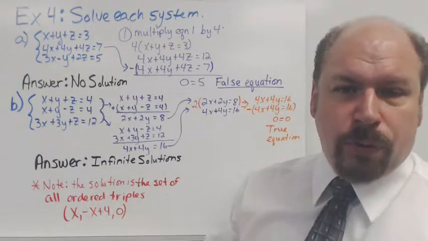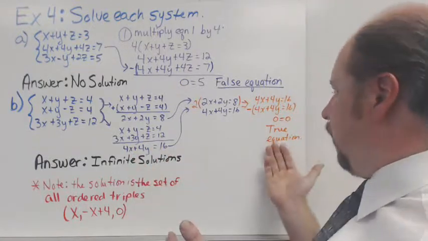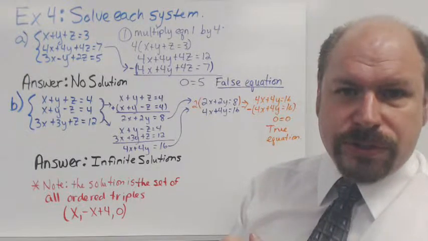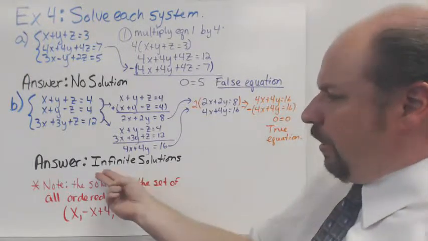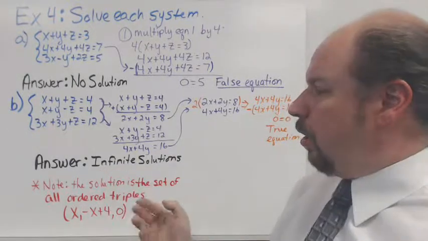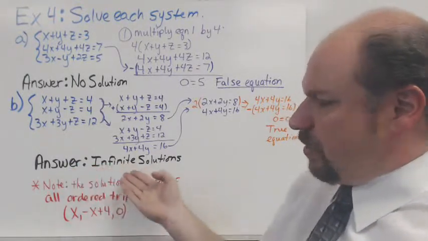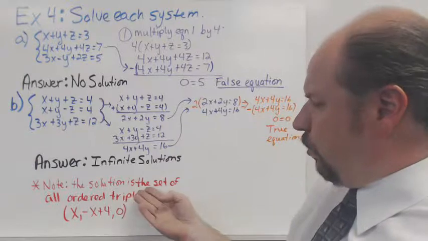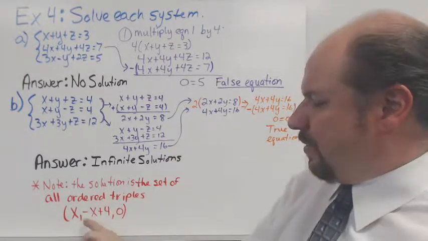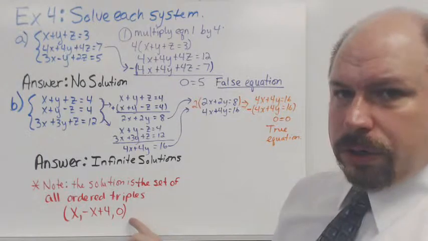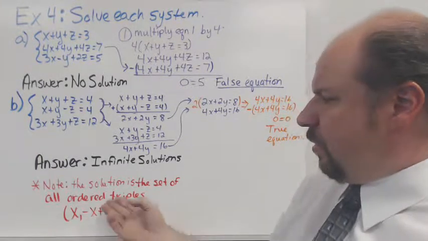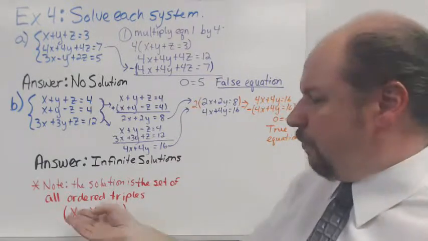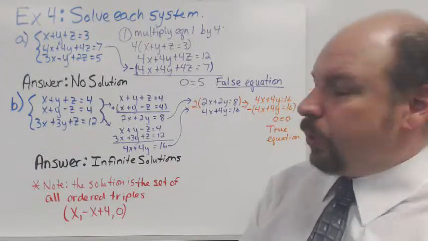And you might remember from before that when we have something true like this, like 0 equals 0, and all the variables have canceled out, in this particular case, we have infinite solutions. For now, I'm just going to have you say infinite solutions. Just know that the solution is the set of all ordered triples x, negative x plus 4, and 0. So this is the true answer, but for now, I'm just going to have you say infinite solutions. We're not going to worry about finding all of the ordered triples at this point.